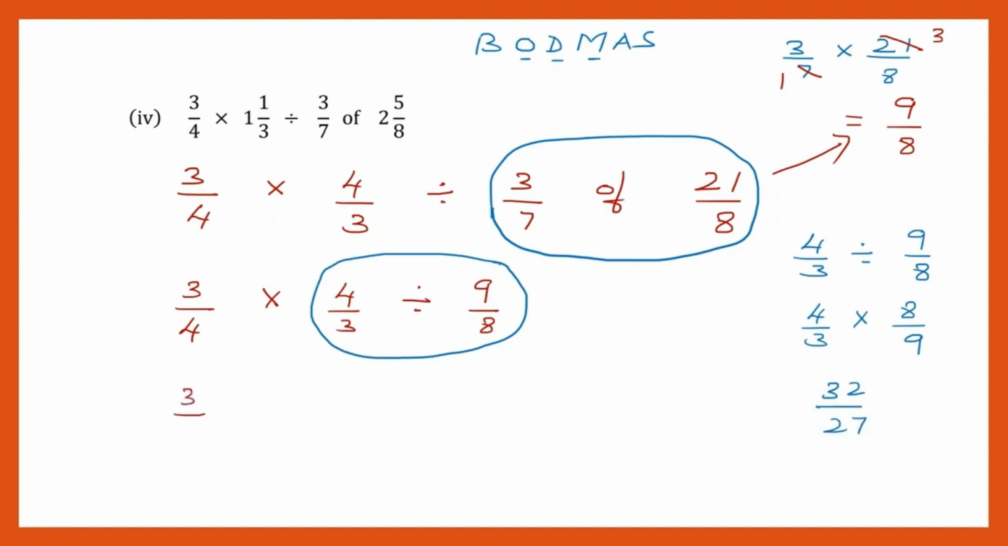So 3 by 4 into 32 by 27. Is there something that you can cancel here? Yes, we can cancel 3 and 27. We are in the tables of 3. 3 ones are 3, 3 nines are 27. Let's cancel 4 and 32. 4 ones are 4, 4 eights are 32. Now let's multiply the numerators. 1 eight is 8. Denominators, 1 nine is 9. So our final answer here is 8 by 9.